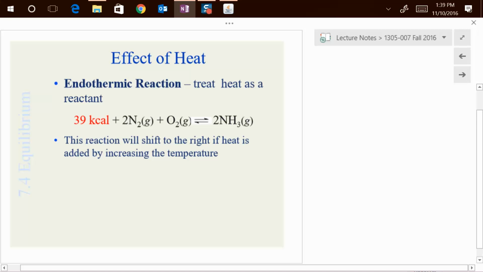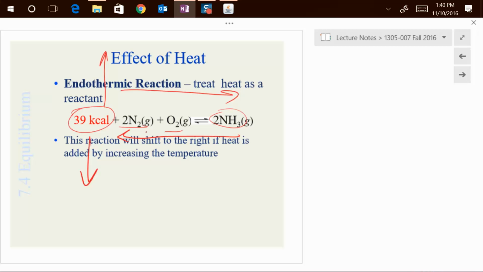So here's an endothermic reaction. Here I would say 39 kilocalories, okay? So if I increase the temperature here, it's going to shift towards NH3. I'm going to make more NH3. If I decrease the temperature, I'm going to decompose the NH3 into N2 and O2. So temperature or energy works exactly the same way as the concentration of a reactant or a product. If you increase it, it shifts away. If you decrease it, it shifts towards. Okay?